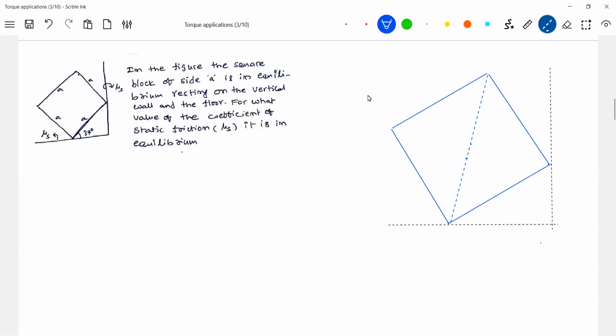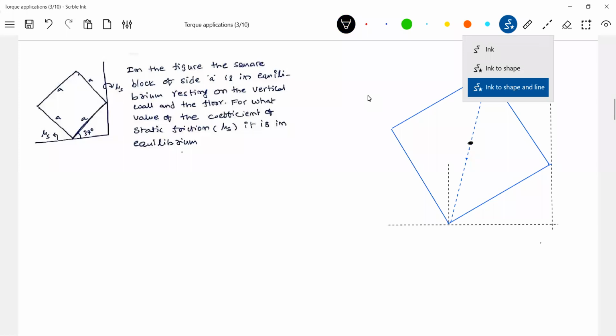Let's get into the other thing. That one. So this is the vertical. Center of the plate, I'll take it to be here. The weight mg will act here. I'll start from here. Normal reaction N1, this N2, and this angle is what? 37 degrees. It is given.